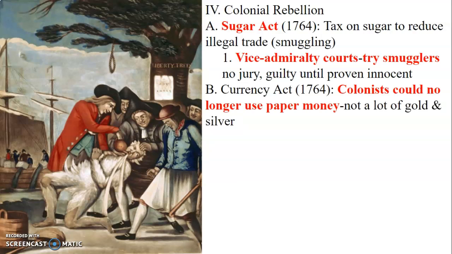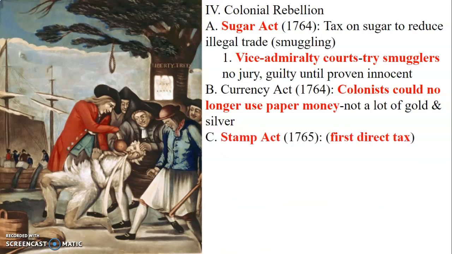We have the Currency Act of 1764, where colonists could no longer use paper money. This was a big deal. Remember, mercantilism means all the money that we get from the New World, we're sending it back to the mother country. So that means that there's not a lot of gold and silver in the New World. That's a problem because now that we can no longer use paper money, which is what the colonists were using, that means that there's not enough money to go around, causing a mini recession, harming the colonists. So this is again the British looking out for their own self-interest and not the colonists.